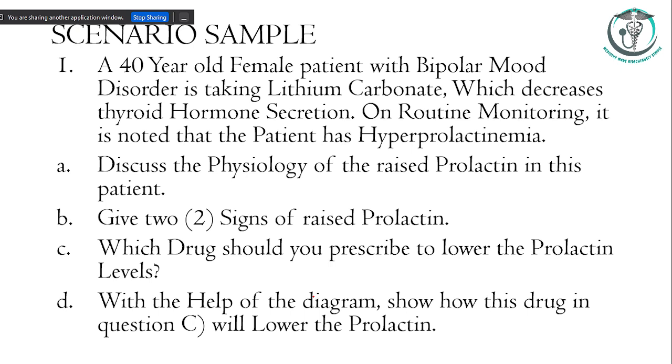A 40-year-old female patient with bipolar mood disorder. So this patient has a disease called bipolar. Then the patient was given a drug known as lithium carbonate, so they can treat the bipolar. But this lithium decreases the thyroid hormone secretion. So on routine monitoring, it is noted that the patient has hyperprolactinemia. The first question is saying, discuss the physiology of the raised prolactin in this patient. Anyone to try it out?